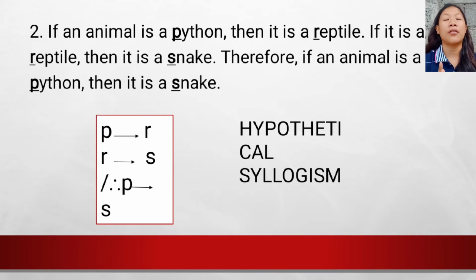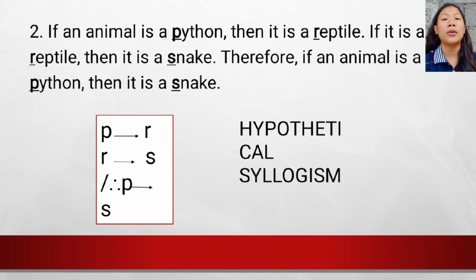So, we are at the final statement, or our conclusion, because of the term therefore. Our conclusion is, therefore, if an animal is a python, then it is a snake. Our antecedent here is P and our consequence is S. So our conclusion is P implies S. So P implies R, R implies S. Therefore, P implies S.